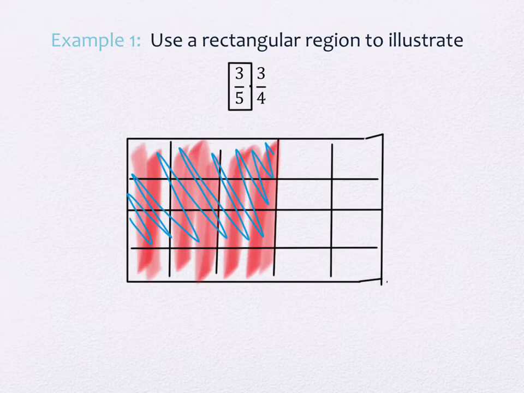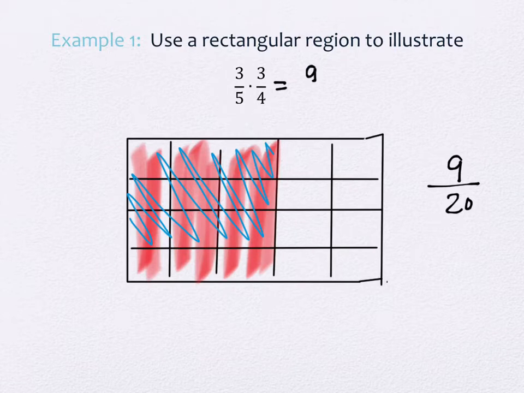9. And if our pieces had been cut the way that they're now visually cut, how many pieces would we have originally had? 20. And if you take a look at those numbers, that's exactly what happens when you multiply these up here. You multiply across the top, and you multiply across the bottom. 9 out of 20. So this imagery of this cake works really well for that idea.